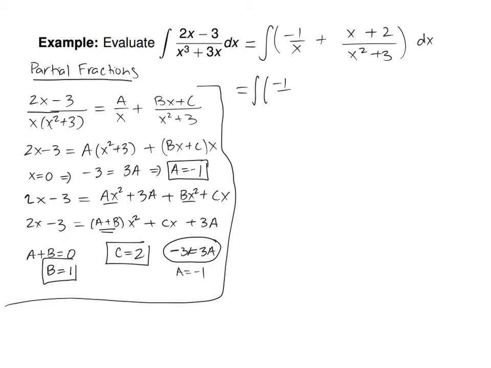Did that create long division? Nope. Is the power bigger in the numerator of that second fraction? No. Or equal to? No, it's not. So how do you do this second one? You break it down. What do you break it into specifically? Exactly, plus 2 over x squared plus 3. We forget our dx's along the way.